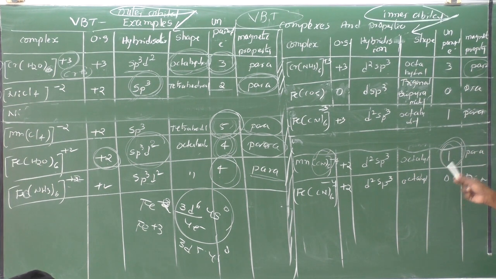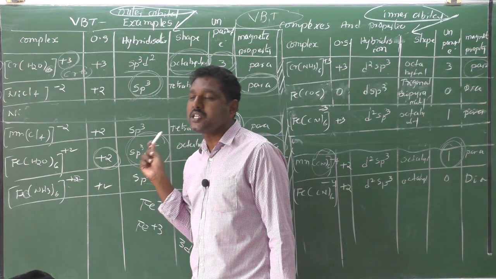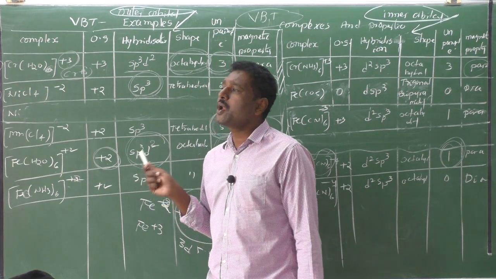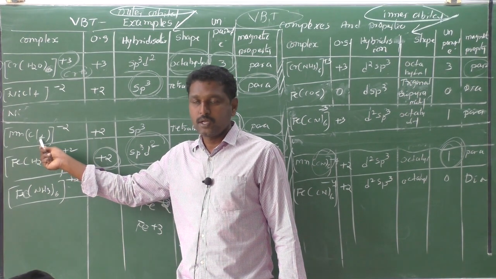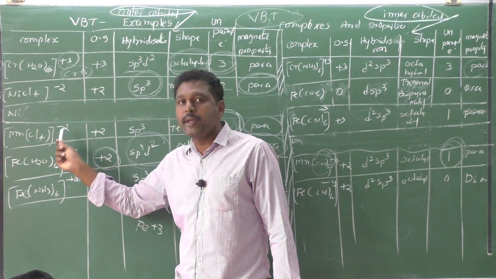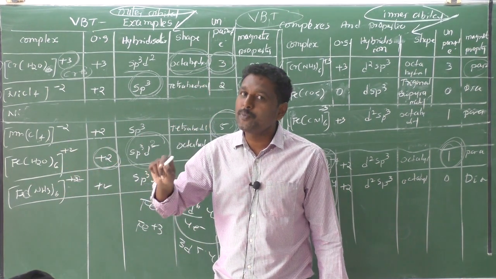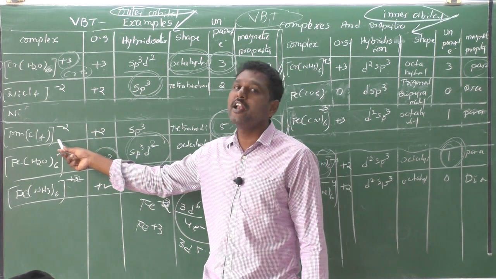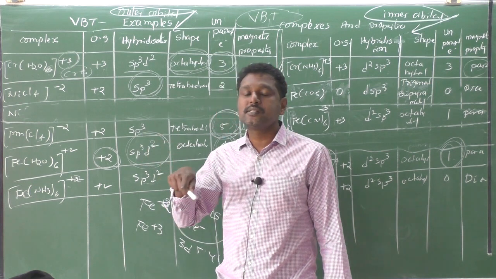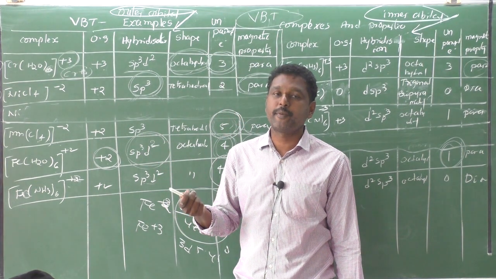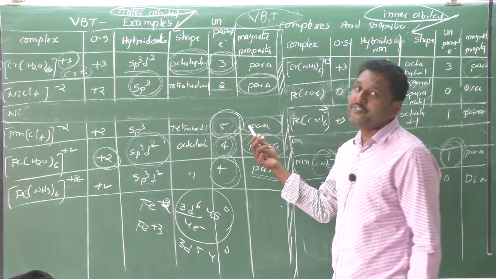Why? Because here this compound is an outer orbital complex. Here it utilizes outer orbitals. So what does outer orbital mean here? Cl minus is a weak field ligand. What does that mean? Pairing of electrons is not possible in case of a weak field ligand. Therefore, only outer orbitals are utilized for hybridization and bond formation. Therefore, it has 5 unpaired electrons.